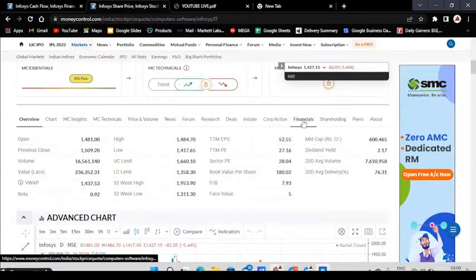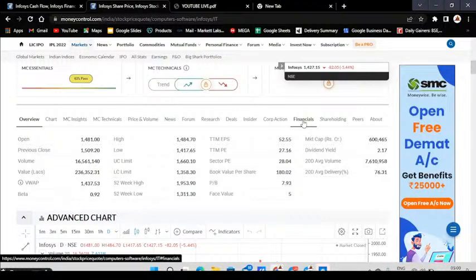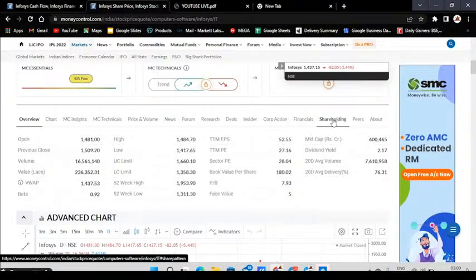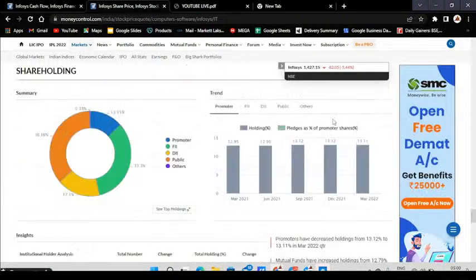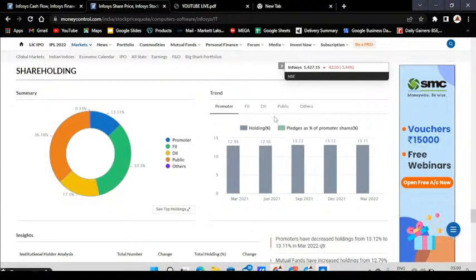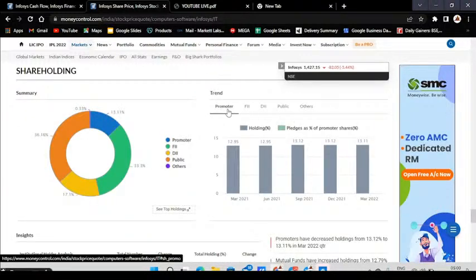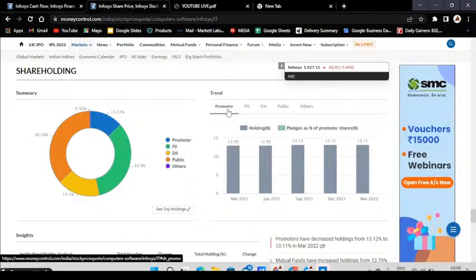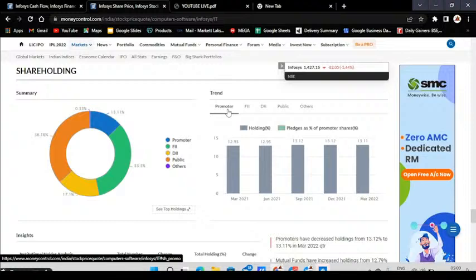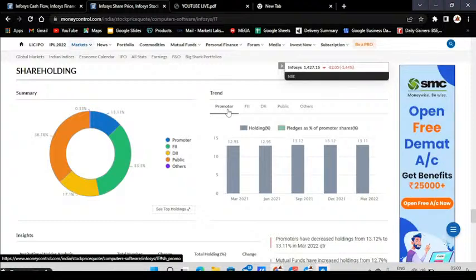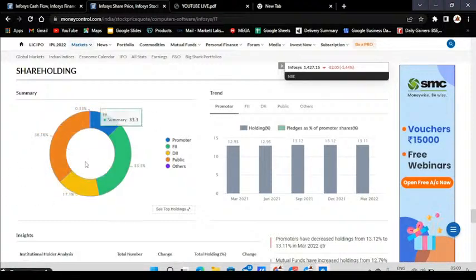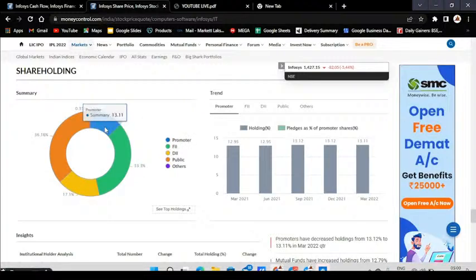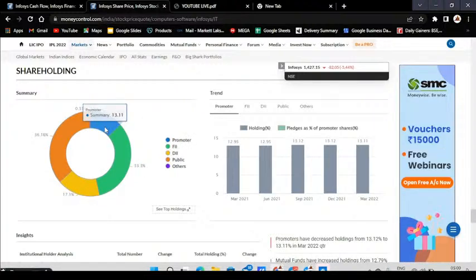Abhi, we have clicked on financials to check dividend. Okay. Now, if you click on shareholding, here you can see the word promoter. कौन कौन इस कंपनी में शेयर होल्ड कर रहा है इन्फोसिस में? Here you can also see the graph. Promoters part are blue, which is 13.11%.